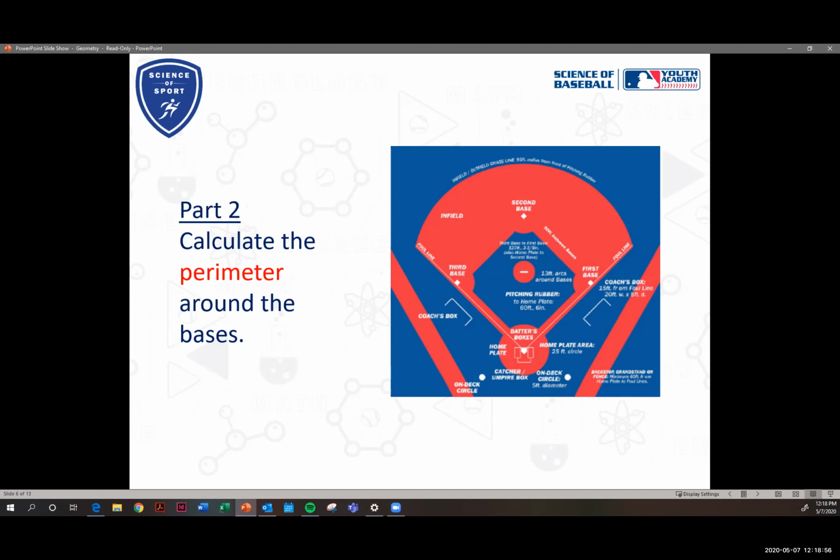Because I mentioned the 90-foot distances, from that information you could calculate the perimeter around the bases. So if you could punch into the chat, what do you think is the perimeter around the bases from home to first to second to third and then back to home?